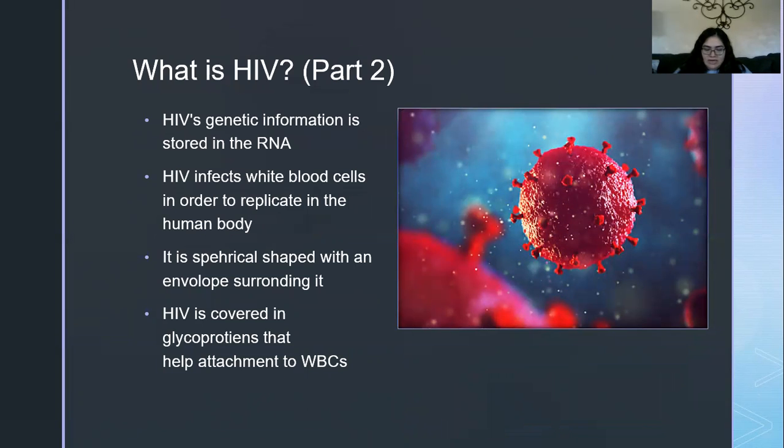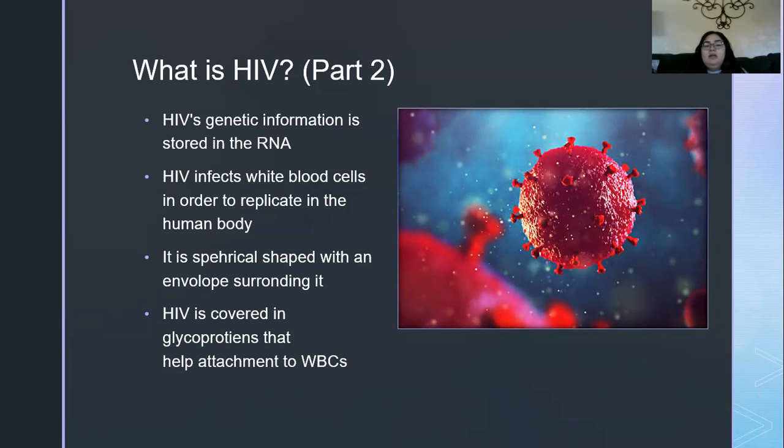Some more about HIV: its genetic information is stored in RNA, and HIV has to infect white blood cells in order to replicate in the human body. So HIV replicates by infecting the white blood cells known as CD4 cells. They are the cells that fight infections within our immune system. Once HIV infects the CD4 cells, it uses them to replicate since it can't on its own. Usually CD4 cells help fight infections, but once HIV infects them, they kill off the CD4 cells, so that will weaken your immune system.